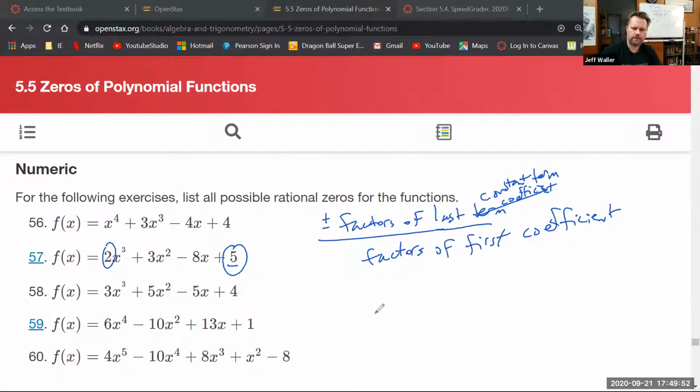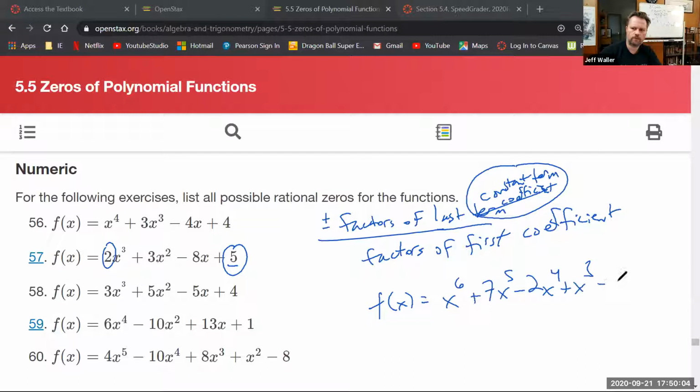What was I about to say? Let me see if you guys get why I was careful about how I said this. If I had to do this, how would you make the list of possible rational zeros? It's sort of a trick question.